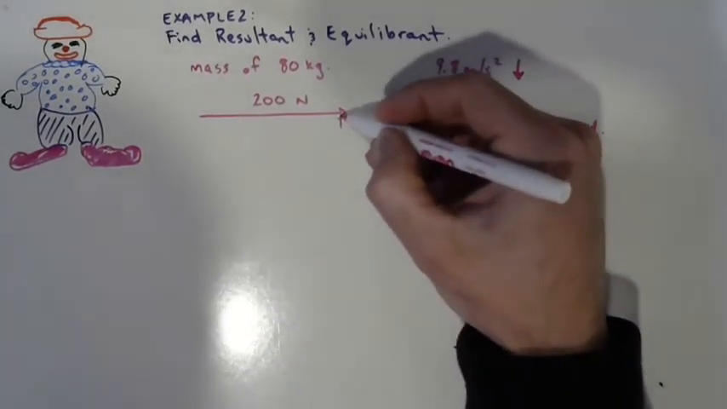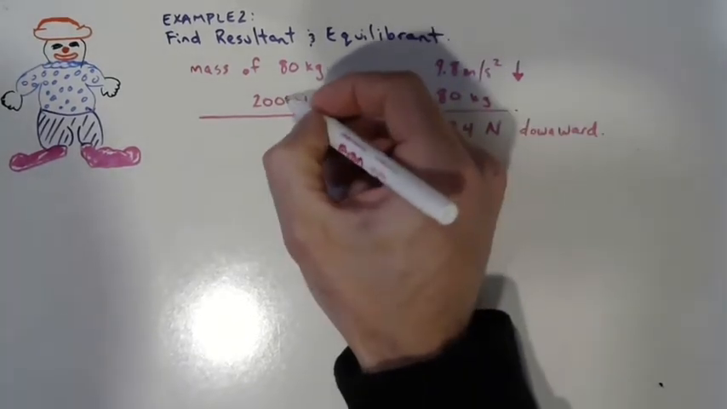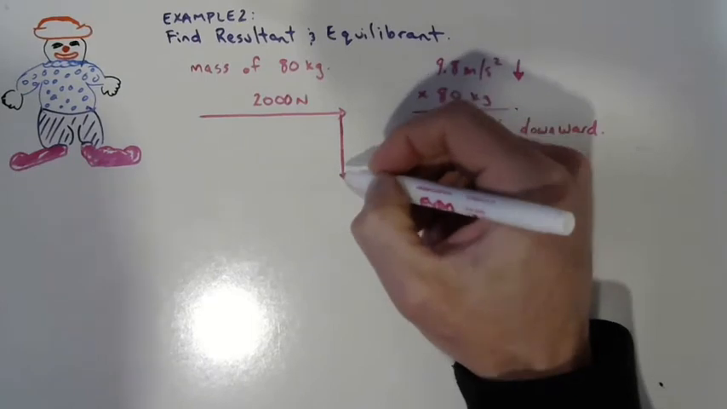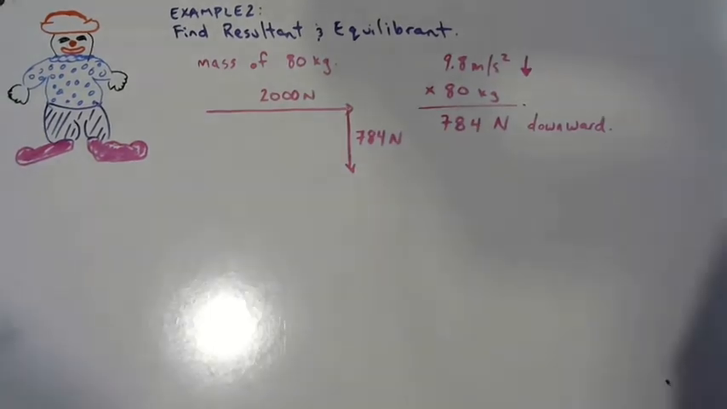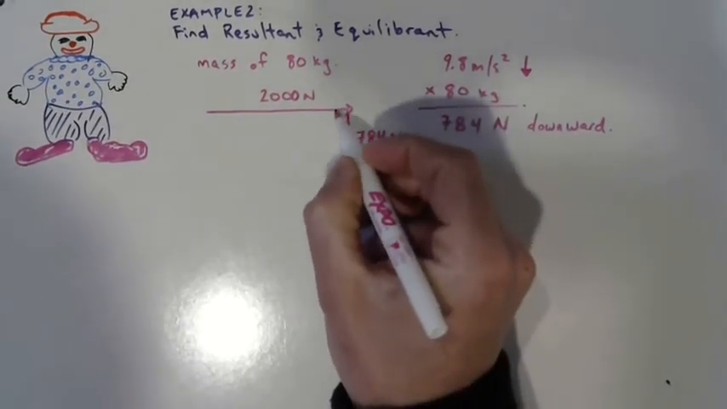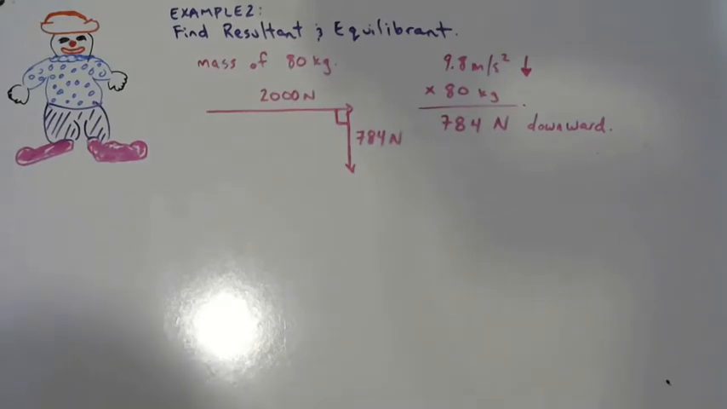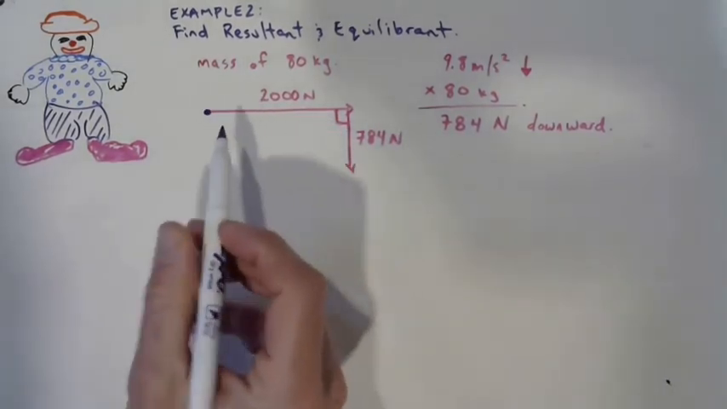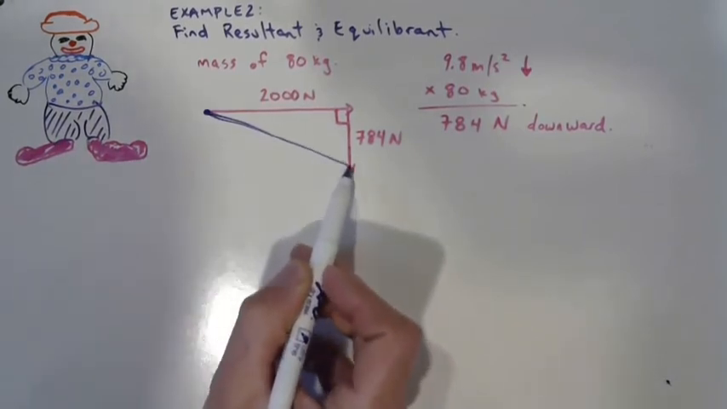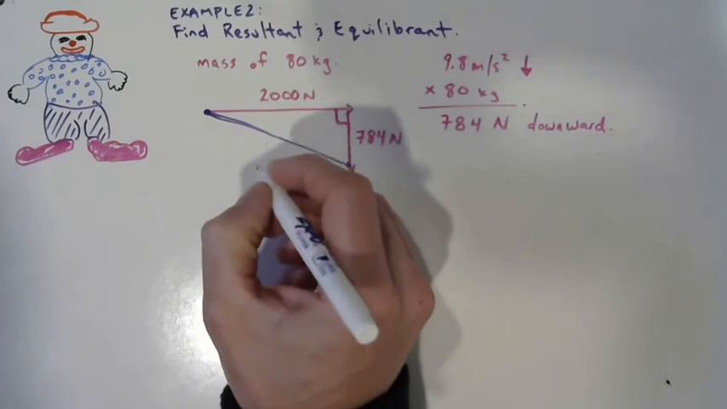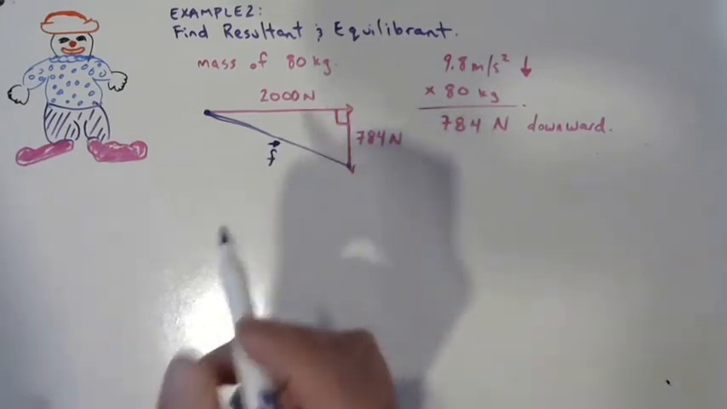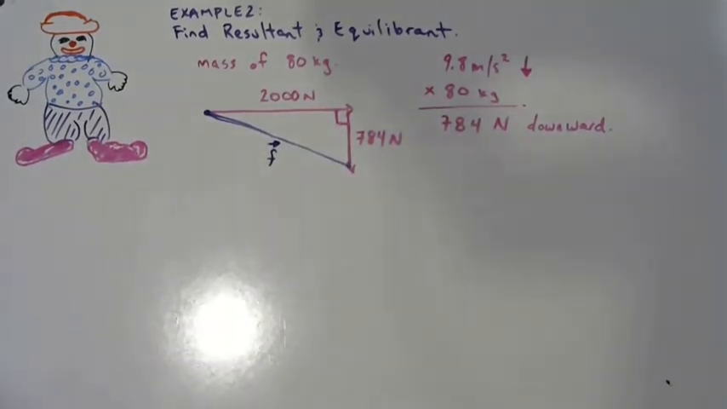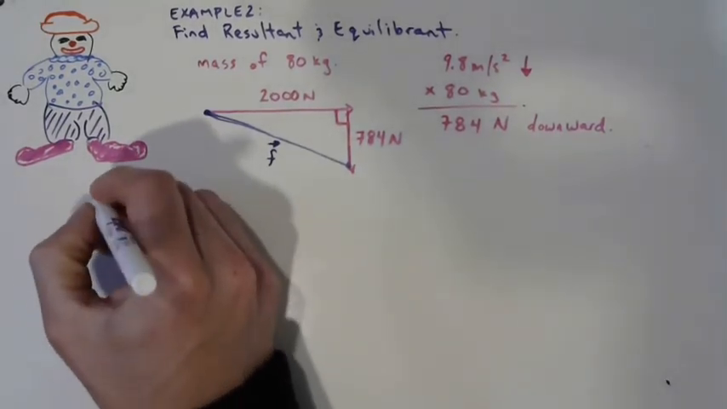All right, so that's the second force working here. Sorry, this is supposed to be 2,000 newtons. And then we have 784 newtons downward. We can see that we have a right angle here, which means our resultant is going to start here and become the hypotenuse of our right angle triangle. We're going to call that vector F to represent the combined force acting on our 80 kilogram clown.